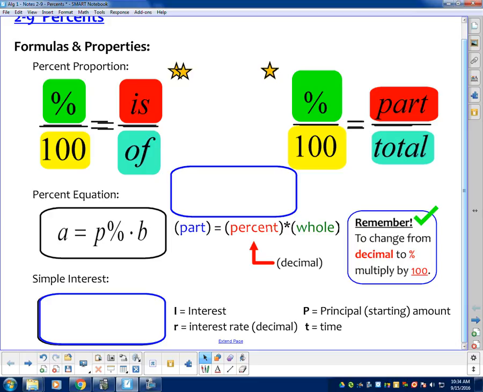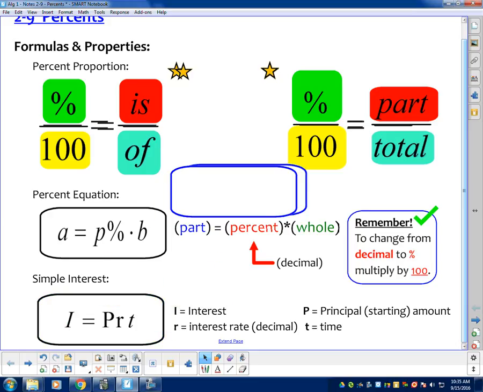So those are a few different ways to think about the same thing: a percent equation or a percent proportion. Two ways to think about a percent proportion, and one way to think about the percent equation, if you want to use it that way. Once again, A is the part, B is the whole, and P is the percent, written as a decimal.